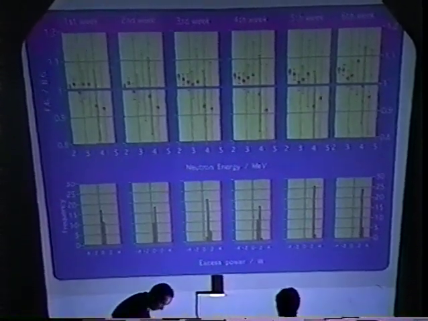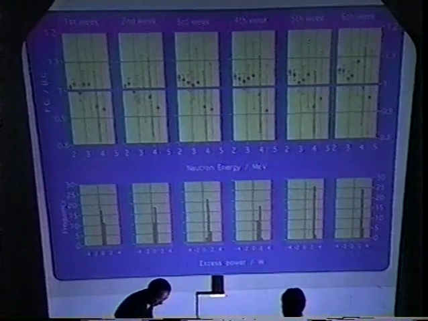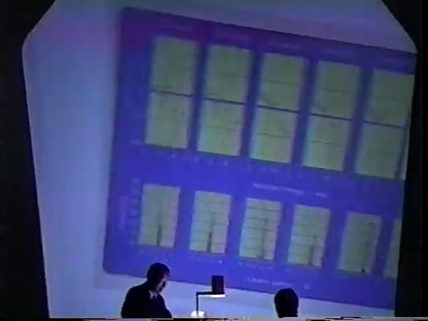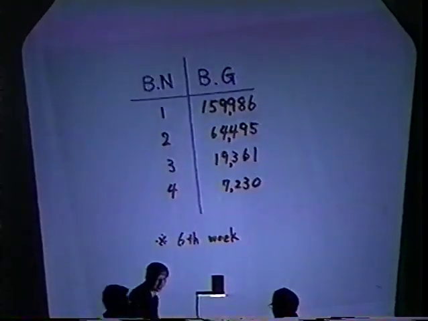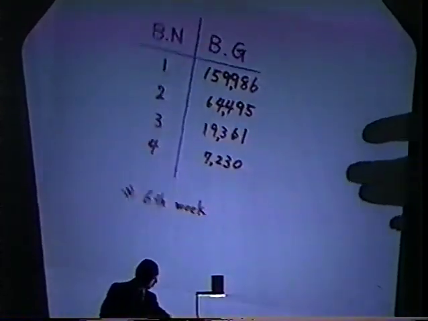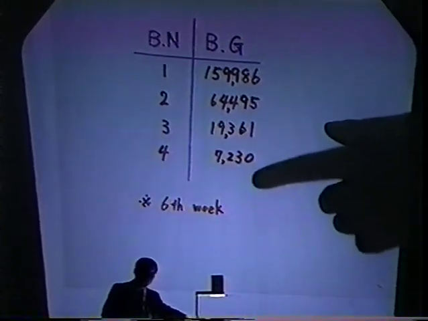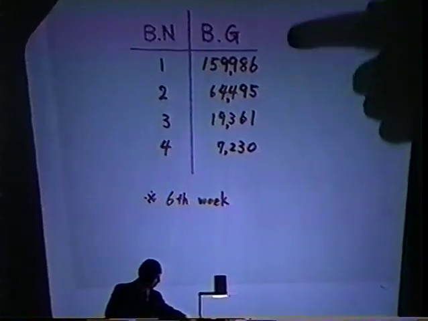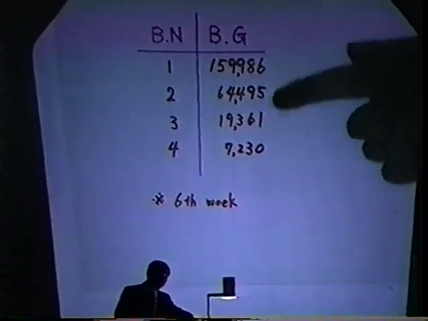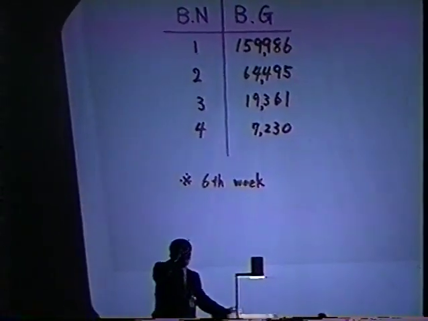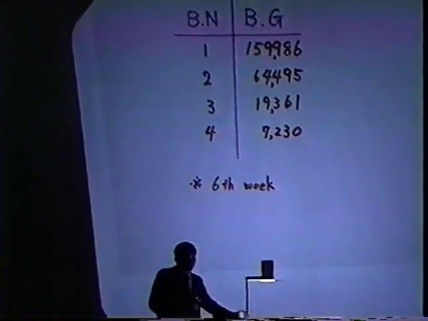Okay, I have some data on this point. This is 1 week's total count of bunch fast to 4. This is the low energy part. The counting rate is very big, but the height decreases.